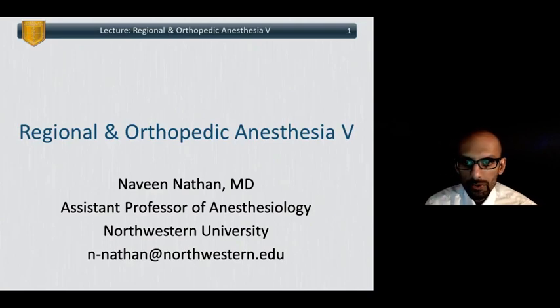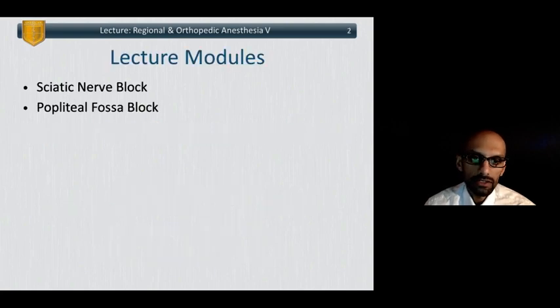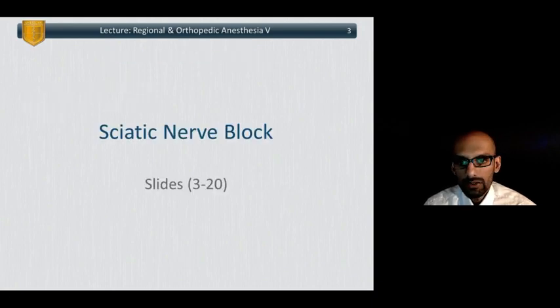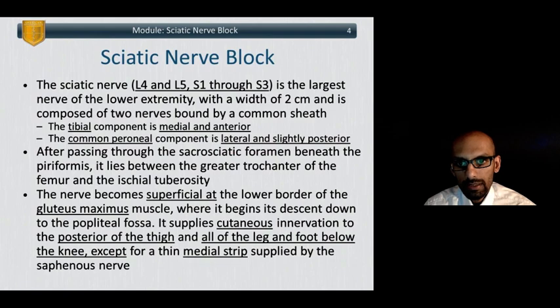Moving on to Regional and Orthopedic Anesthesia, Part 5 for the ABA Advanced Exam. In this lecture, we're going to talk about the sciatic nerve block and the popliteal fossa block, and then in the subsequent lecture, we'll talk about the ankle block. So with the sciatic nerve block, we're going to discuss a little bit of the anatomy first.